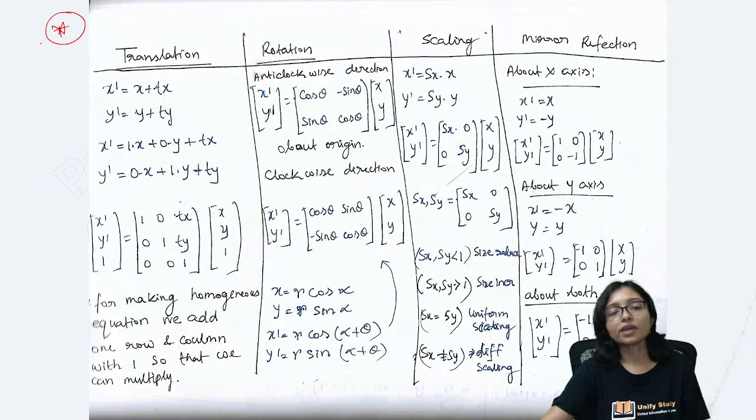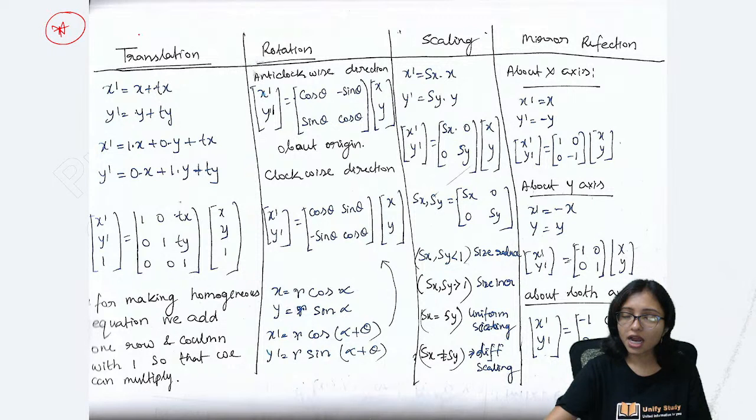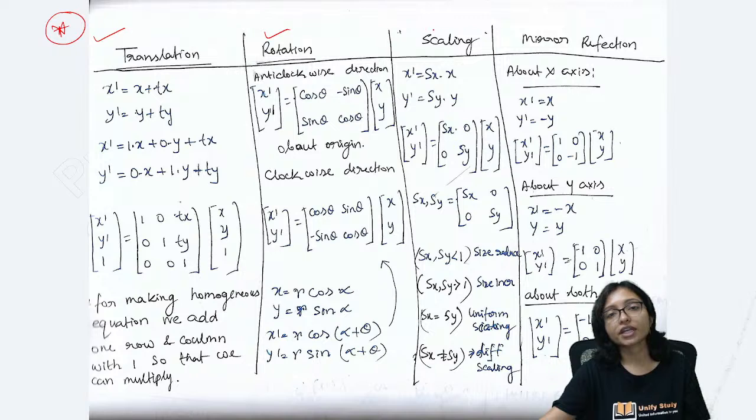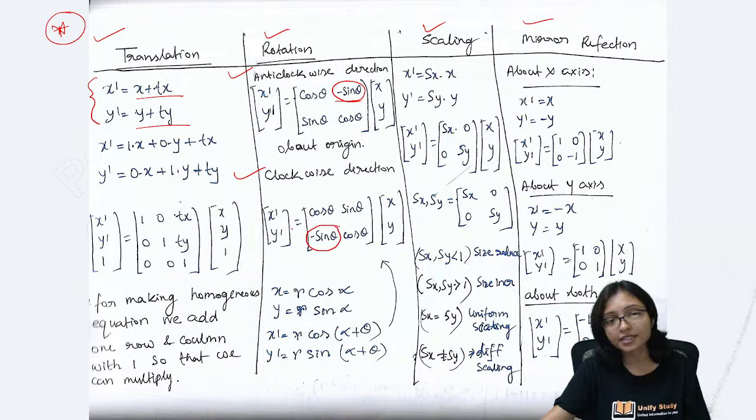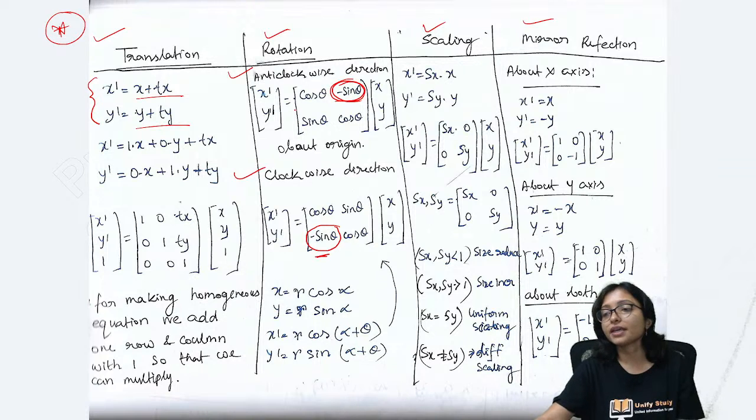And this is your quick revision chart for all the important transformations: translation, rotation, scaling and reflection. In translation, you can see x dash, y dash equals x plus tx, y plus ty. Here in rotation, you can see the anti-clockwise rotation has the minus sine theta in one position, and for clockwise rotation the minus sine theta is in the other position. Be very careful about that.